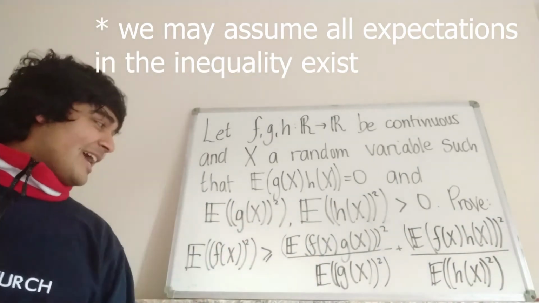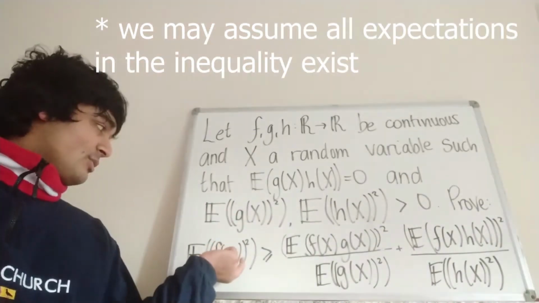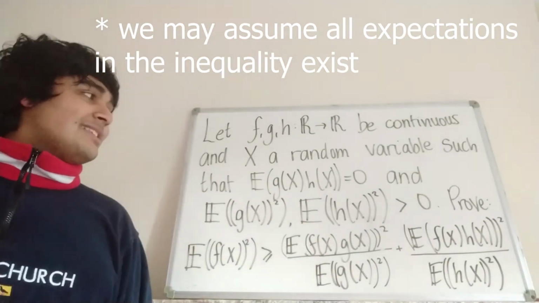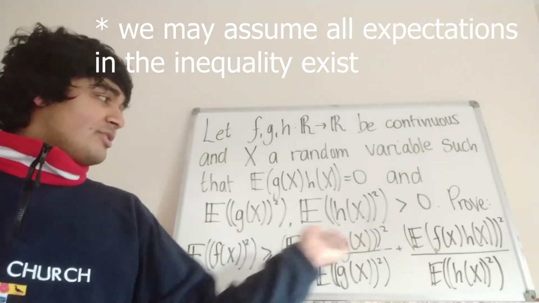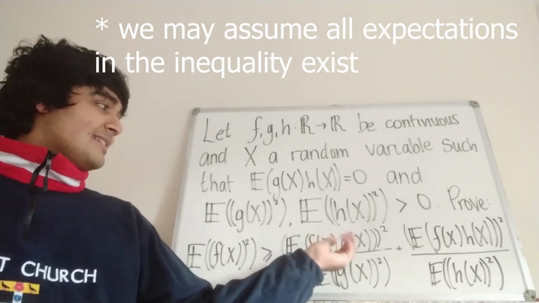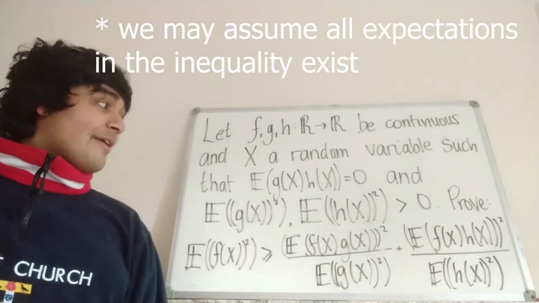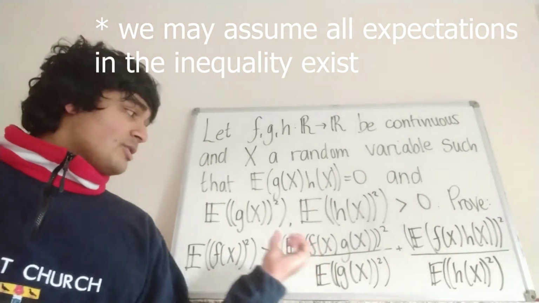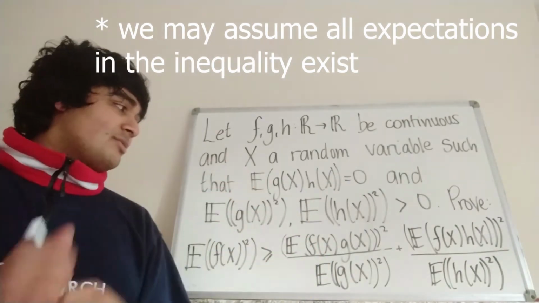On the left hand side we have the expected value of f(X) all squared, and we want to show that that's greater than or equal to this guy here. So the sum of two fractions. The first fraction is the expected value of f(X) times g(X), then we're taking that expectation and squaring it, and on the bottom we've got the expected value of g(X) all squared.